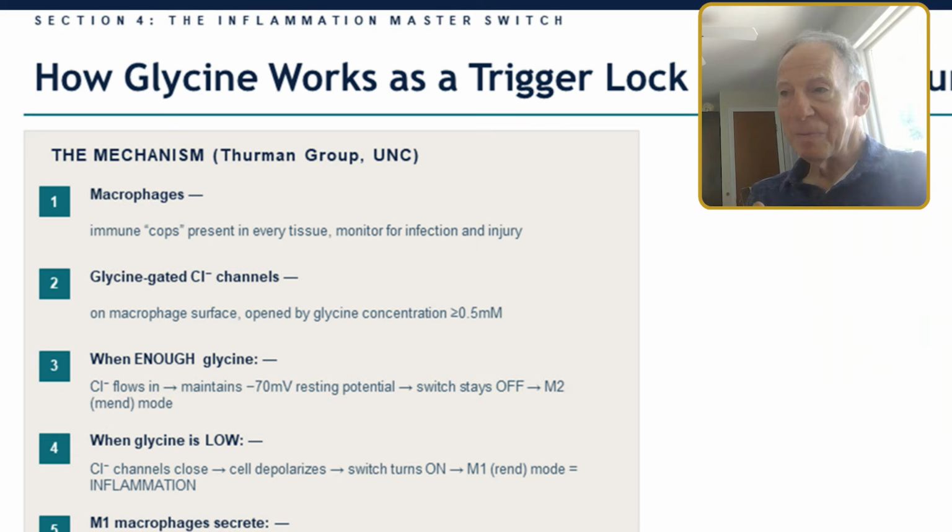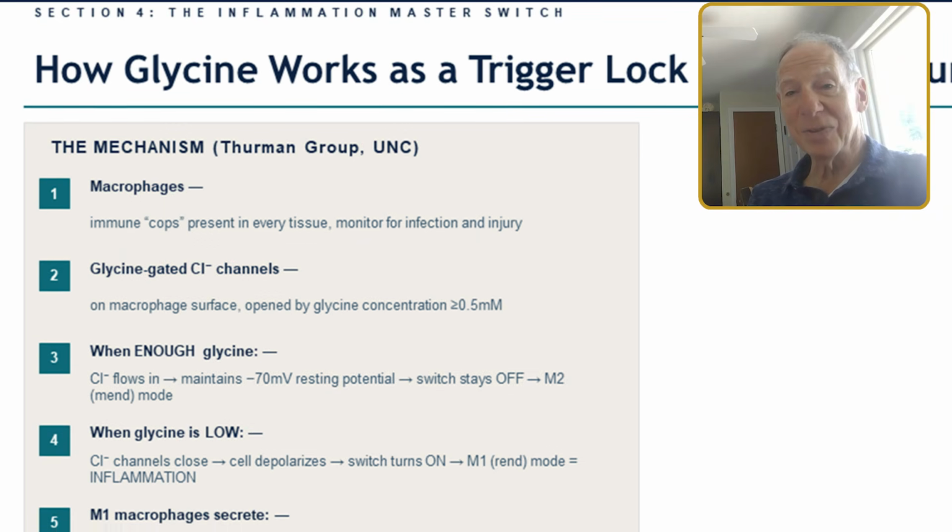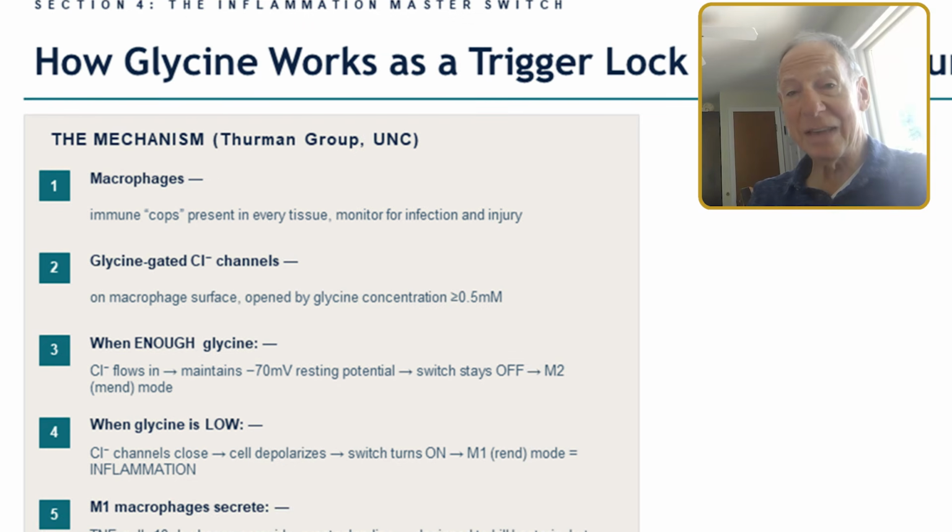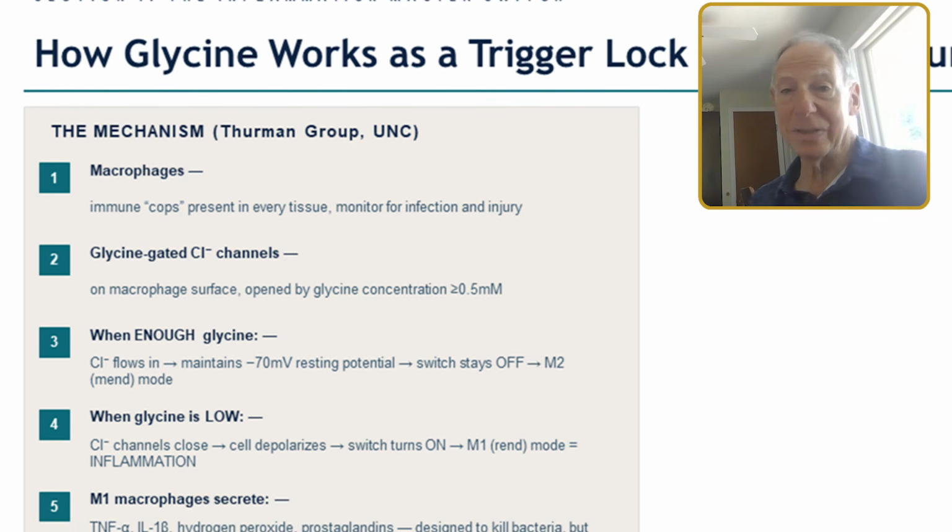And so it's very prone to be activated, because if that deteriorates, it goes down to zero. Now you get a depolarization, a big influx of calcium, which is a major switching system, and then it switches into the M1 mode. If you have enough glycine around, that doesn't happen. Why? Because of the chloride channels, which allow chloride in. Chloride is a negative ion. It's high on the outside, low on the inside. So if you have a channel that selectively allows chloride to come in, that keeps up the voltage, which keeps the switch off.